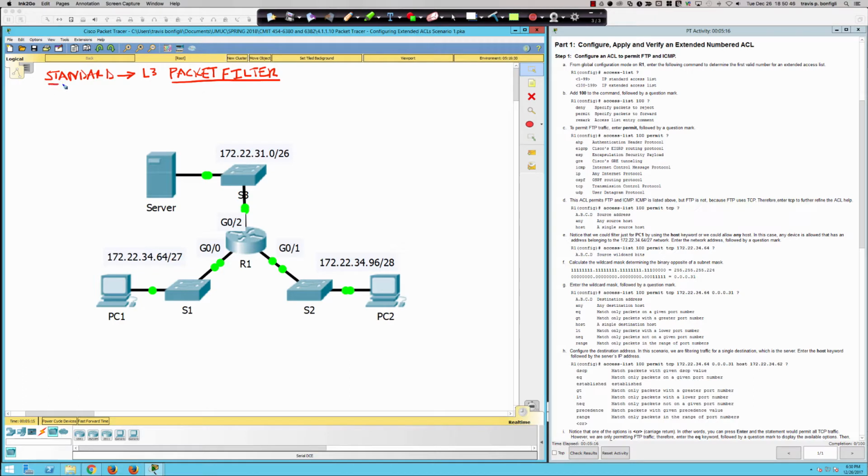And when we're talking about standard ACLs specifically, that decision process is based 100% on a single piece of information, and that is the source address. So standard ACLs can only filter based on the source address. And remember, this is stateless. This is a stateless activity.